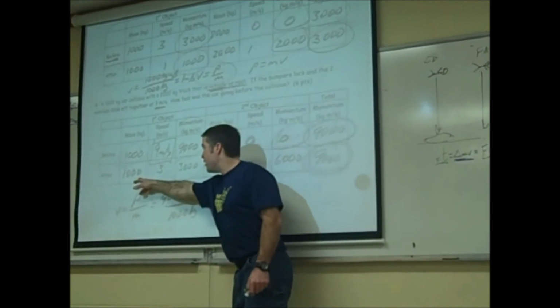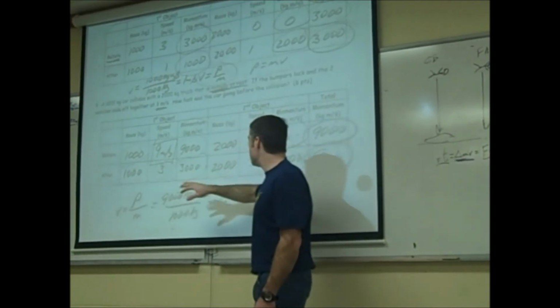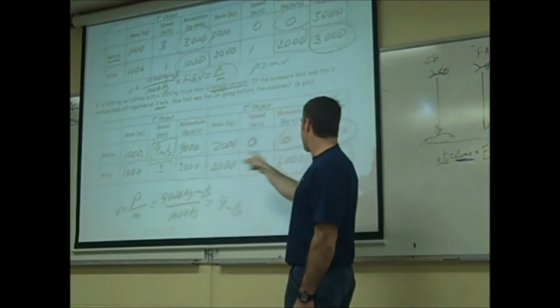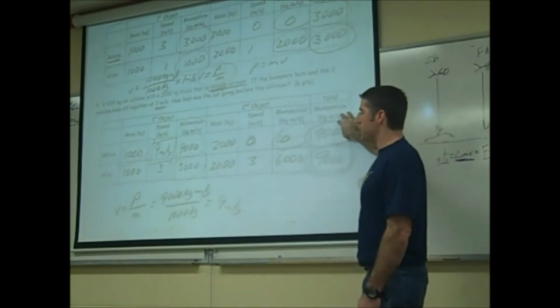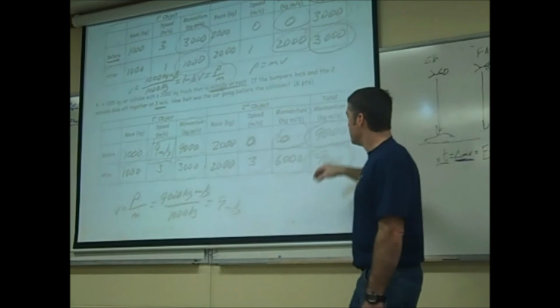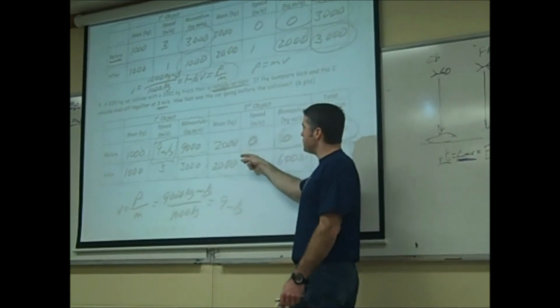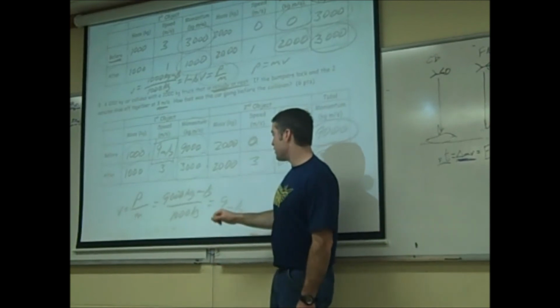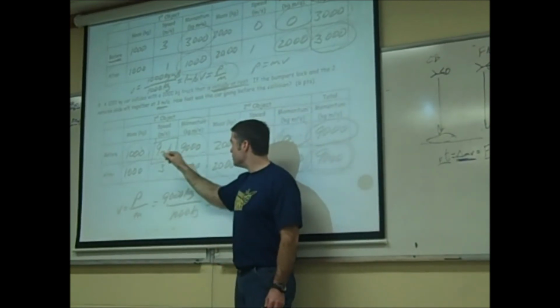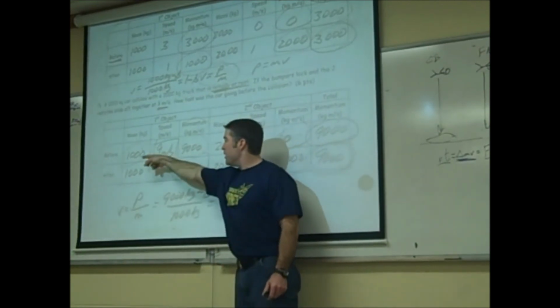And then I multiply mass times velocity to get momentum, add the momentums, it's 9,000, which means the total momentum before had to be 9,000. The truck didn't have any momentum, so all that momentum had to be in the car. And finally, I can calculate the car's velocity, which is its momentum divided by its mass.